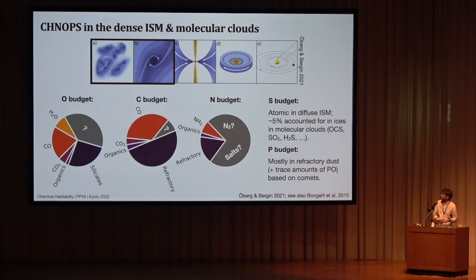For phosphorus and sulfur, we see these in atomic form in the diffuse ISM, but then they form ice species for sulfur mostly. A few percent is accounted for in molecular clouds, and phosphorus we think is mostly in refractory dust, again based on comet observations of dust in comets.